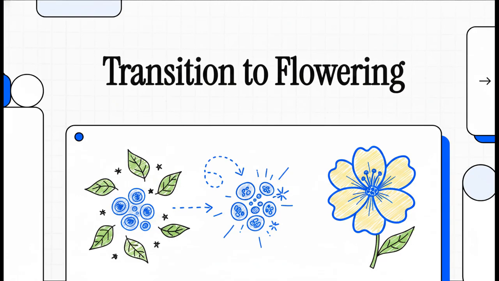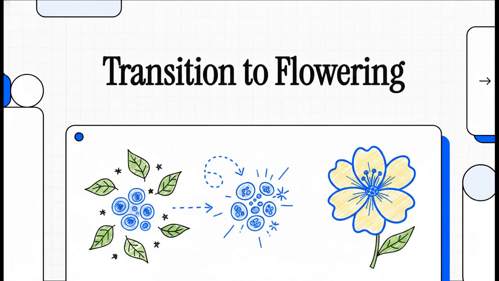Welcome to this explainer. Today, we're diving into a microscopic transformation that is, literally, essential for a plant to secure its future. When we look out at a field of blooming flowers or a crop that's finally ready for harvest, we're really just witnessing the grand finale of a deeply complex developmental shift.